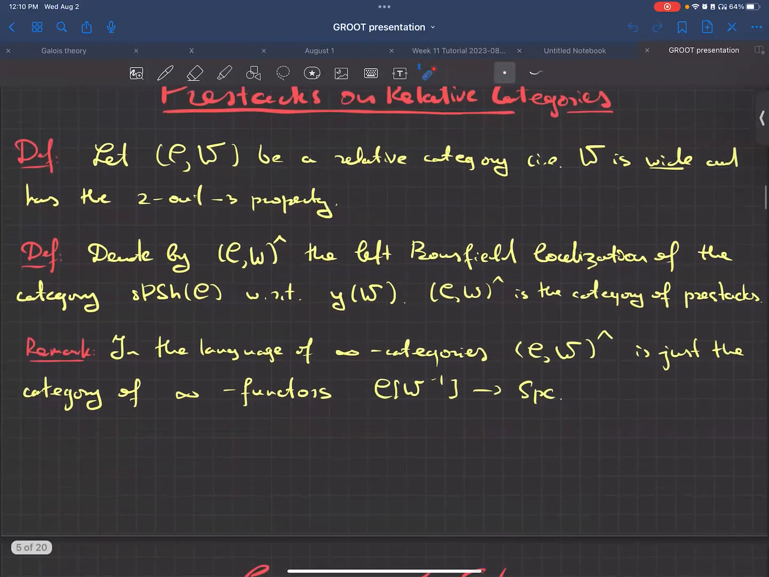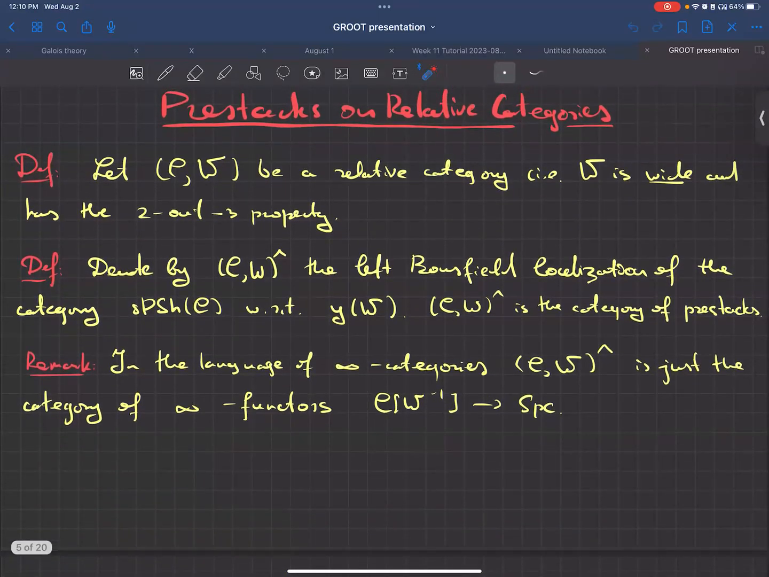All right, so now moving on, we define pre-stacks on relative categories. Assume that we have a relative category, i.e. we have a wide subcategory W, meaning that it contains all isomorphisms, and it satisfies the 2 out of 3 property. Then we denote by C_W hat the left Bousfield localization of the category of simplicial presheaves with respect to the image of the morphisms in W under the Yoneda embedding. And we call this category the category of pre-stacks on our relative category.